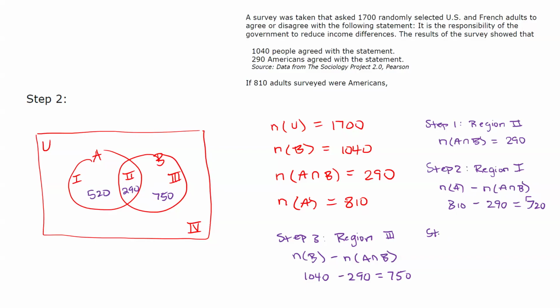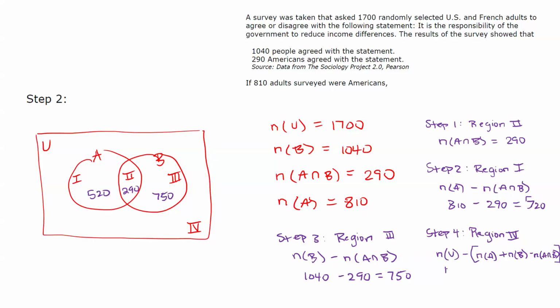And then our final step, which is step number 4, which would be region number 4. Okay. We want to take the cardinality of the universal, and we want to subtract all of the subsets. So we would take the cardinality of A plus the cardinality of B minus the cardinality of the intersection of A and B.